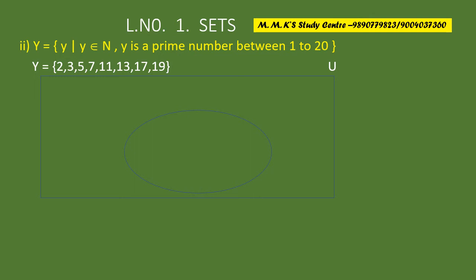So here the rectangle is again showing the universal set and this circle will be your set Y. So we'll place the numbers, children.